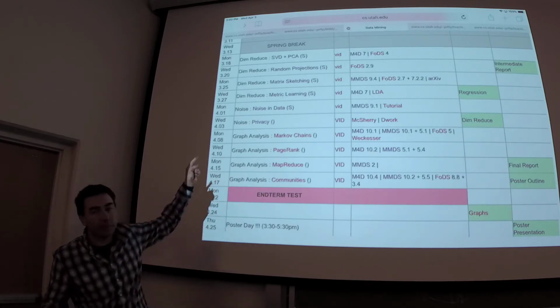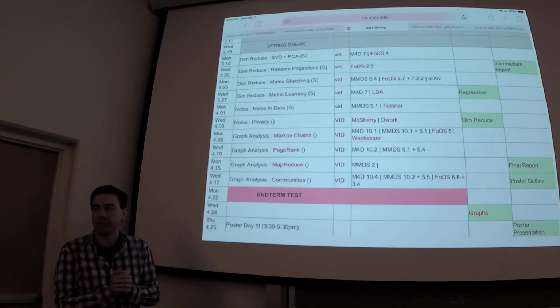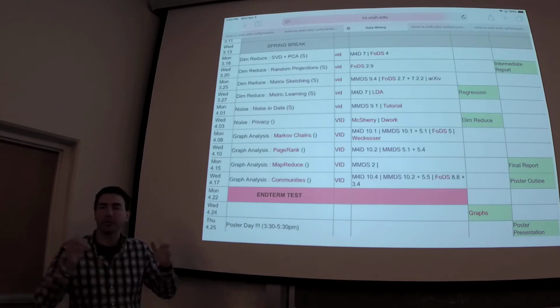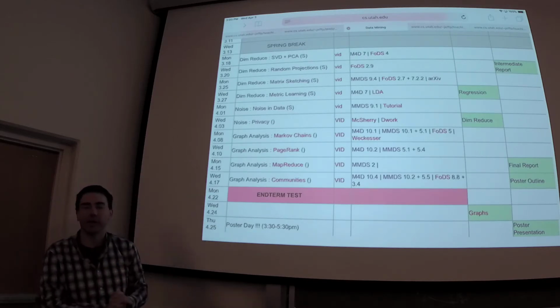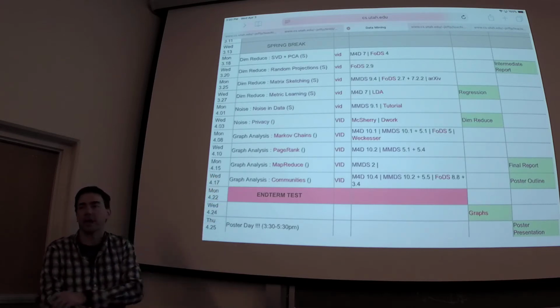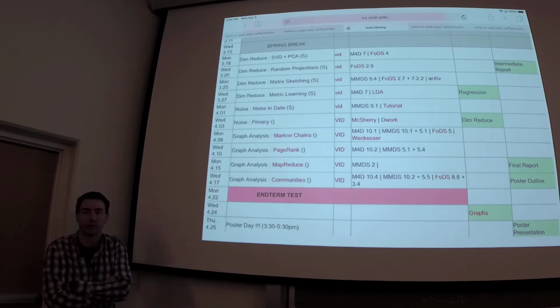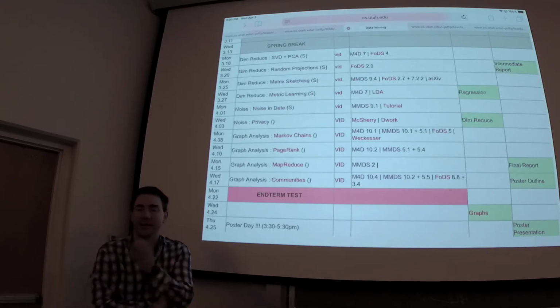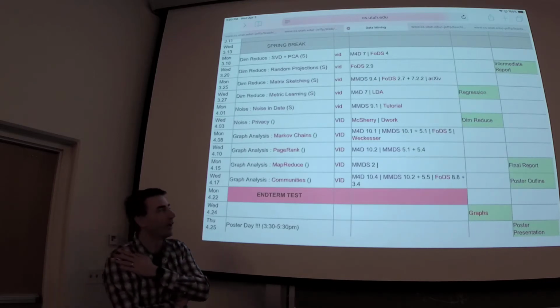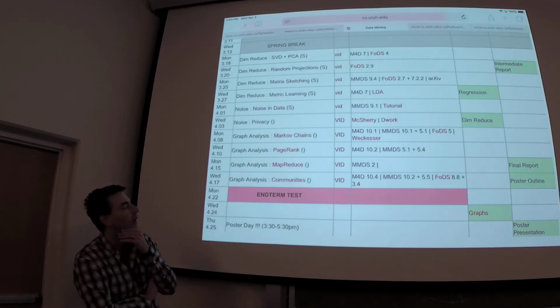Today we're going to talk about privacy. This is a gap lecture in between the sections on dimensional reduction and the last section on graph analysis. I think it's still an important lecture, and we'll get into this soon.